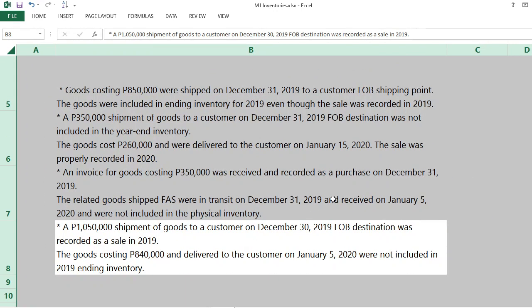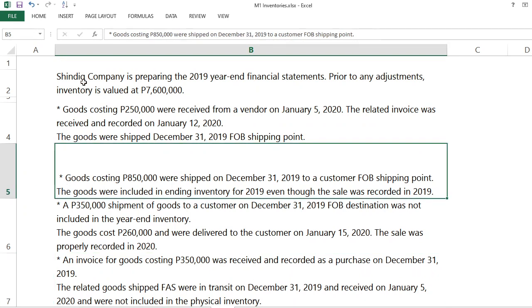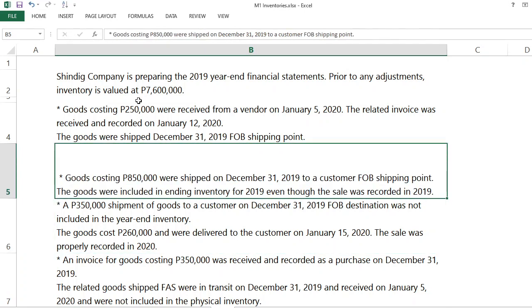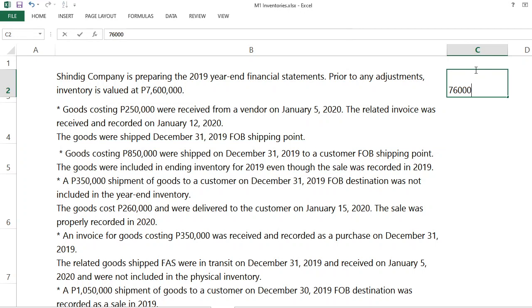Now natog unsay ganap diri kay 10-19. Ano man ni? Ay, bakit ano term? Adigid siya. Ano man ni? Okay, Shindig Company is preparing 2019 year-end financial statements. Ayan, prior to adjustment, set up na punta drig 7-6.